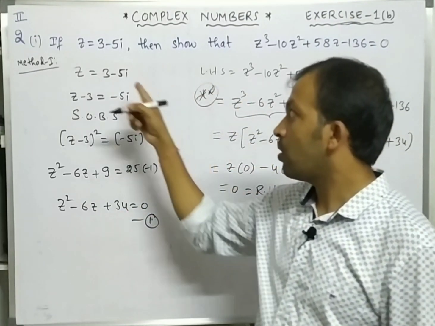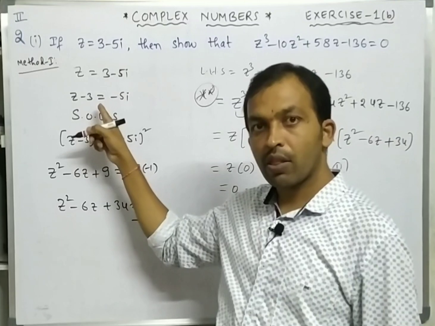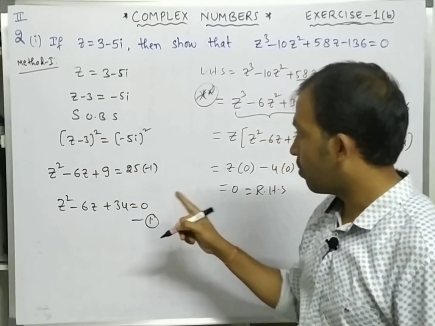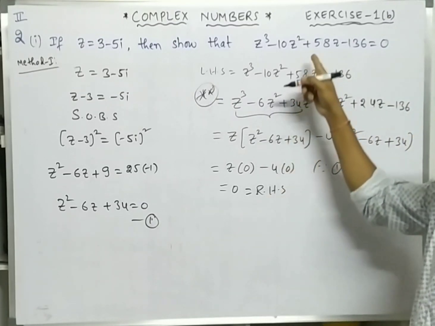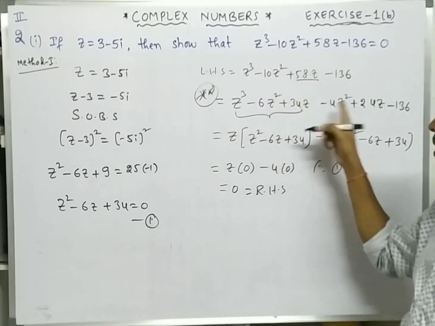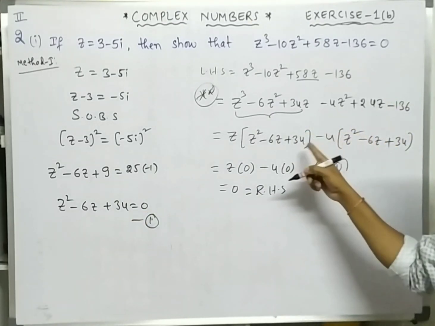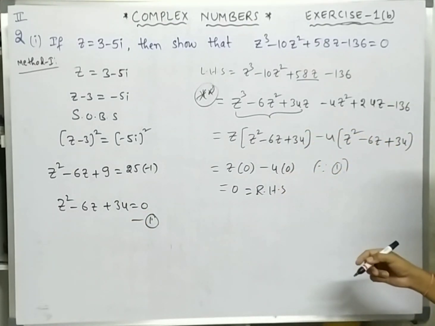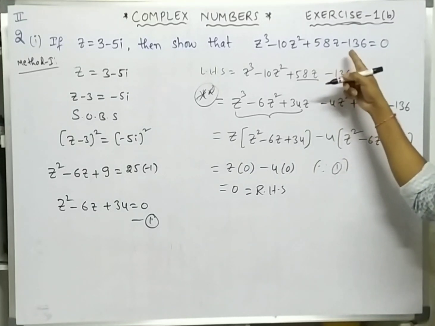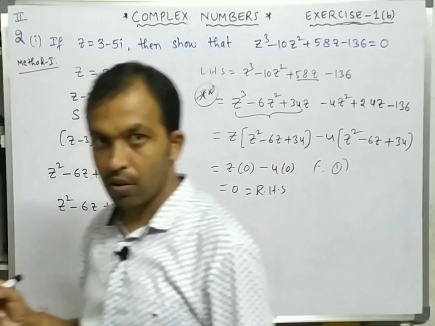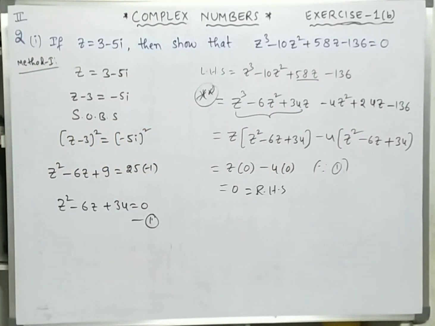So simple. First take 3 to the left hand side, squaring on both sides you will get a quadratic equation in terms of z. Take the left hand side part and split it by using equation 1. Then the right hand side becomes 0. Therefore z cube minus 10z square plus 58z minus 136 is equal to 0. This is method 1.